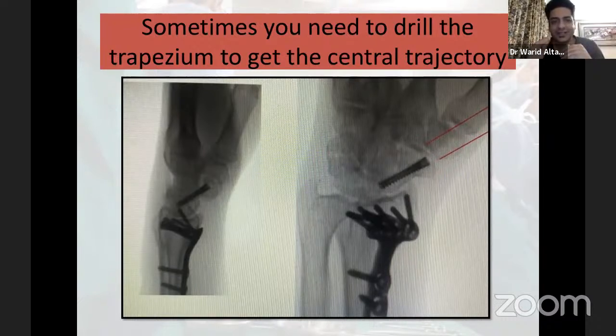Sometimes you need to drill through the trapezium to get the central trajectory. However, if you dorsiflex the wrist adequately and give traction to the thumb, your trapezium will slightly move away and you can usually get a point in the scaphoid tuberosity from which you can enter. So it is not always necessary to drill through the trapezium.